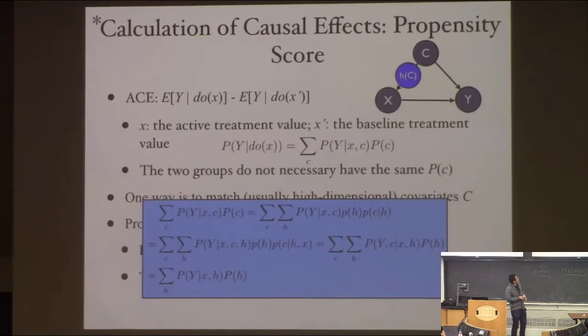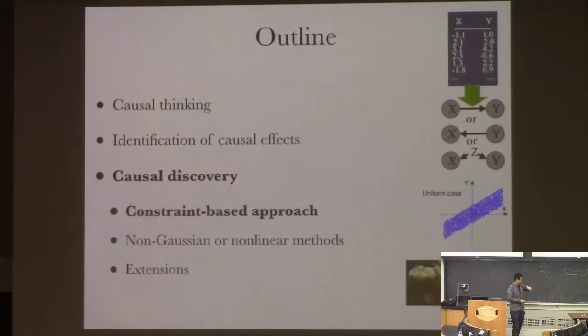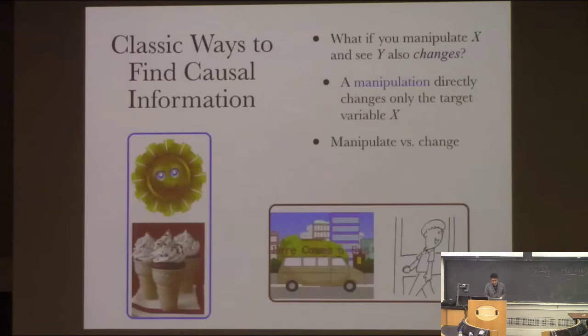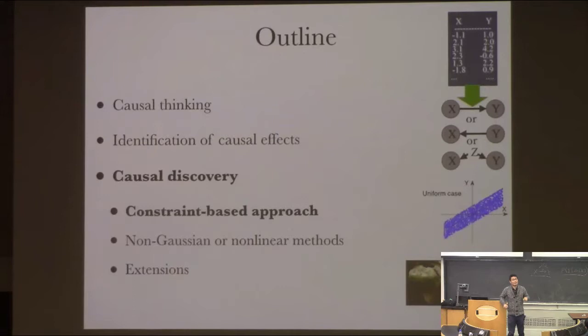Okay, very quickly, we have 20 minutes for causal discovery. So essentially, about 30 years ago, people came up with a framework called constraint-based causal discovery. Here, by constraint, most of the time we mean conditional independence constraints. Then in the last 10 or 12 years, people came up with different non-Gaussian or non-linear methods. Under very mild assumptions, you can recover the underlying causal DAG uniquely. Then I will very briefly talk about some extensions to deal with practical issues.